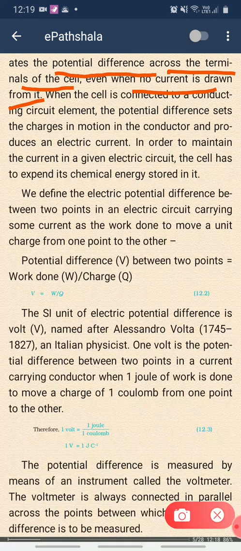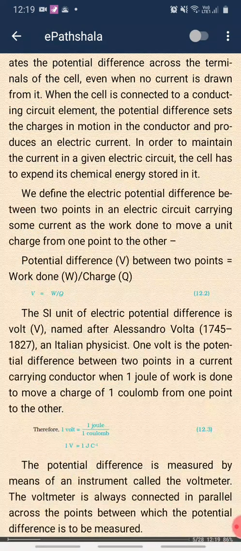So the battery will have that potential difference between its two terminals. You must have seen how a battery is: on one side a positive sign is mentioned, on the other a negative sign, correct? So the potential difference is maintained across the two terminals of the battery even when no current is drawn. A battery can be made of a few cells, or let's say you are using only one cell. The cell is also creating a potential difference across its terminals.